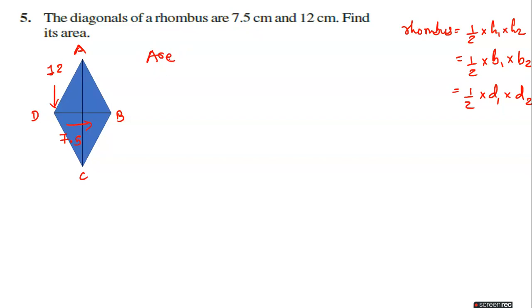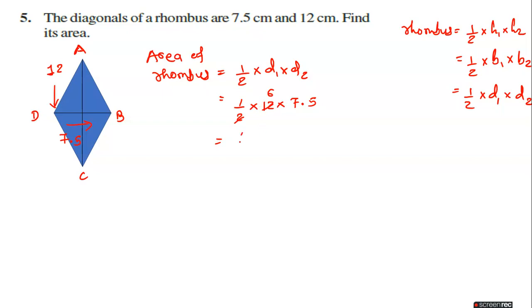This is a really easy question. This type of question cannot come in the exam. Area of rhombus is equal to 1 by 2 into d1 into d2. This formula you must know. Without this formula, you will not get the answer. So 1 by 2 into d1, which is 12, and d2, which is 7.5. Half of 12 is 6, and 7.5 into 6 is 45 centimeter square. This is the answer.